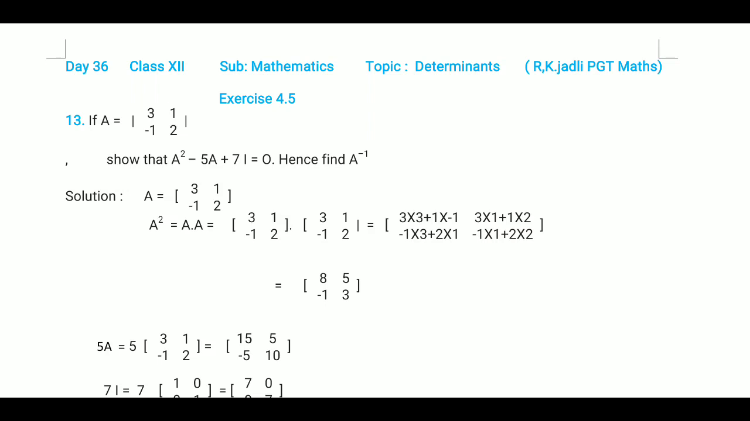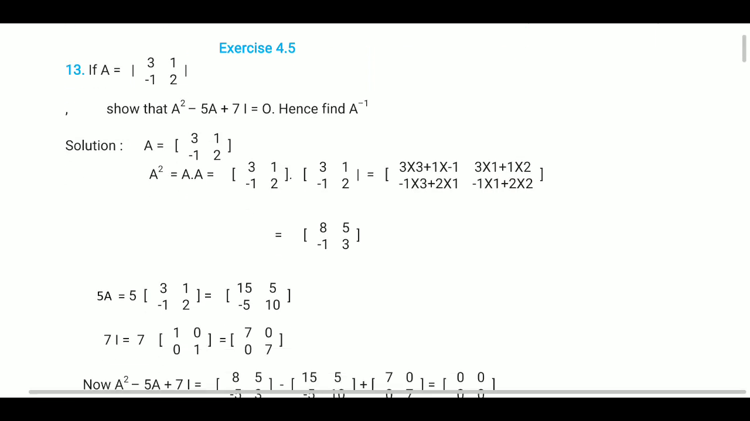and similarly for the second row, multiply the second row correspondingly with the first column and add them, we get the second row first column element, and similarly the second row will be multiplied correspondingly with the elements of the second column, we get the second row second column element, and correspondingly multiplied we get the result 8, 5, minus 1, 3.